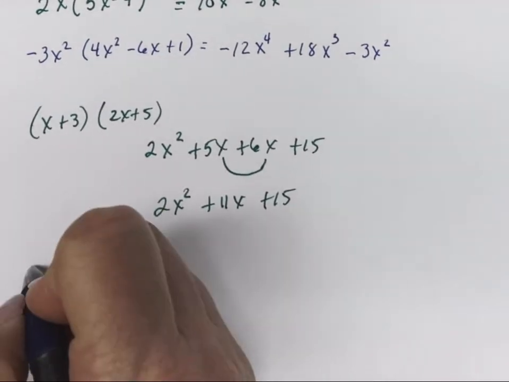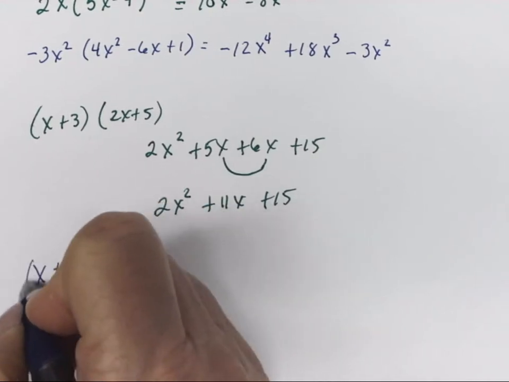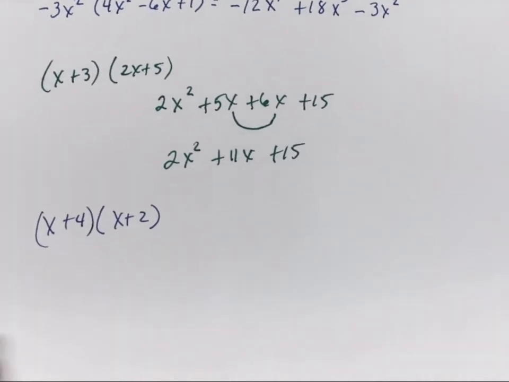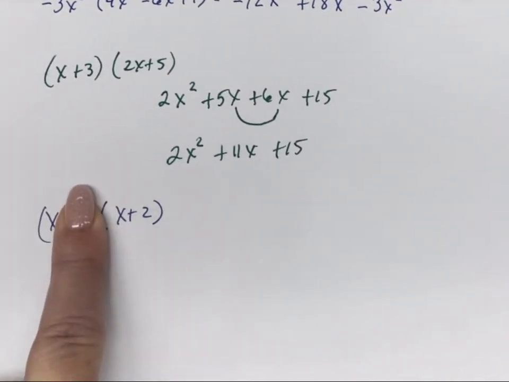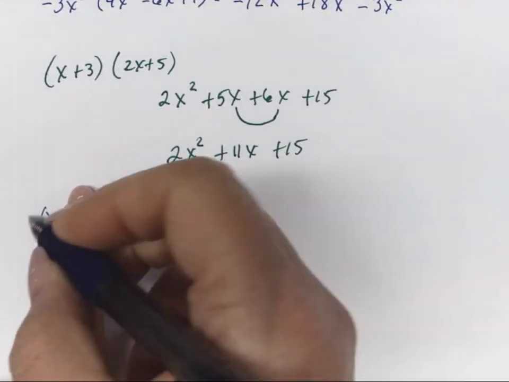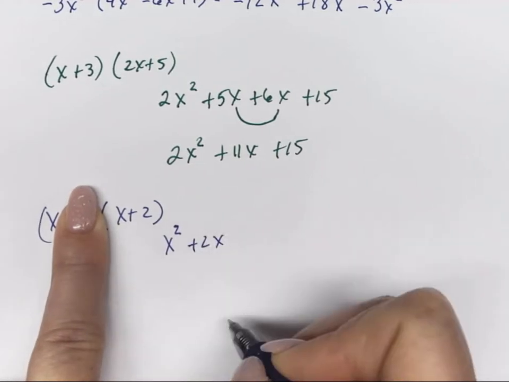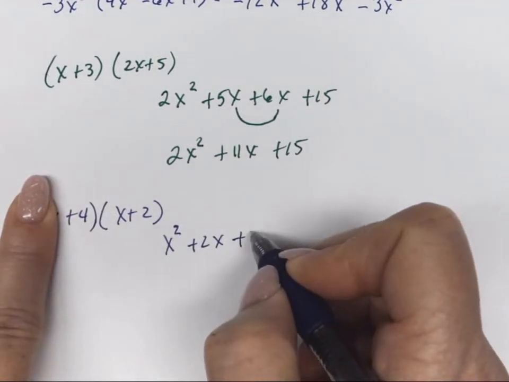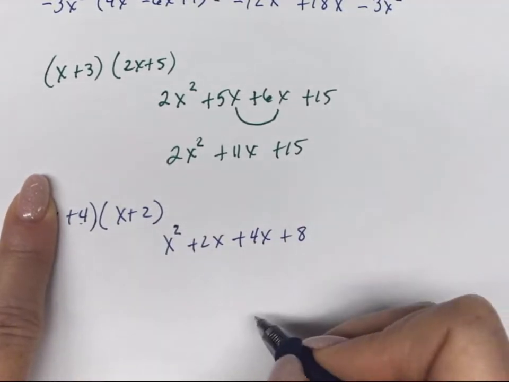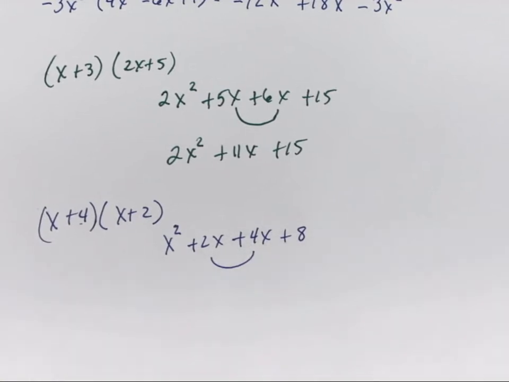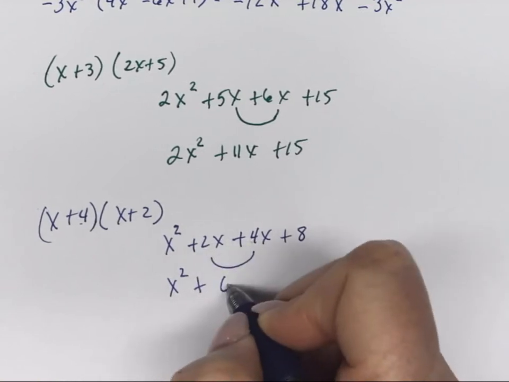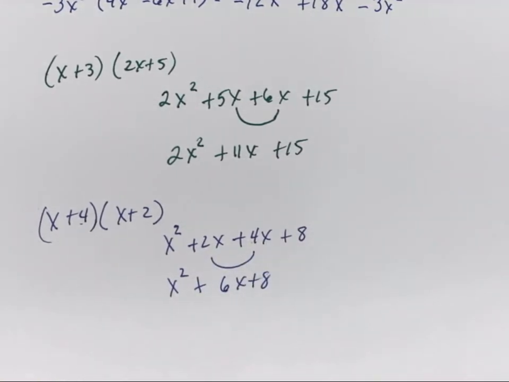All right, let's do another one. X plus 4 times x plus 2. So we're going to do the same thing we just did. I'm going to cover up the second term in the first parentheses. X times x, that's x squared. X times 2, 2x. 4 times x is 4x. 4 times 2 is 8. Combining those middle terms, because they're usually going to be similar: x squared plus 2 plus 4 is 6x plus 8.